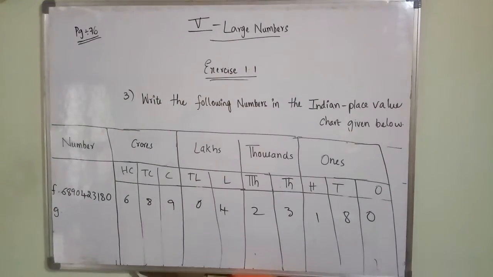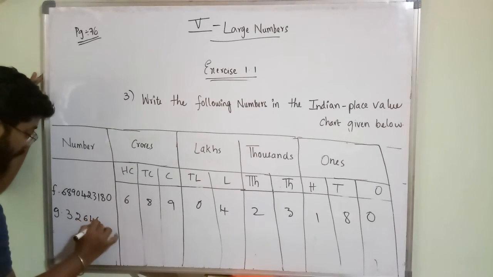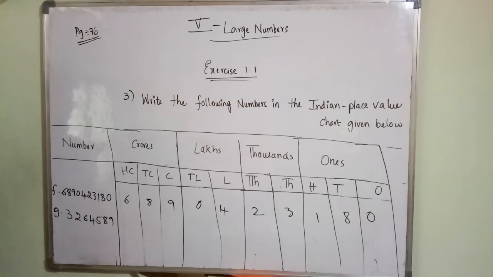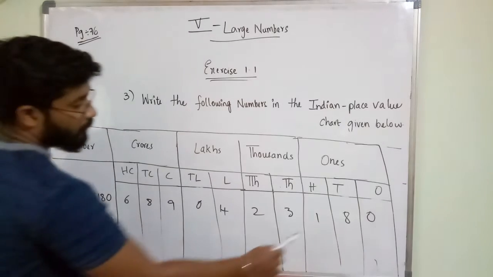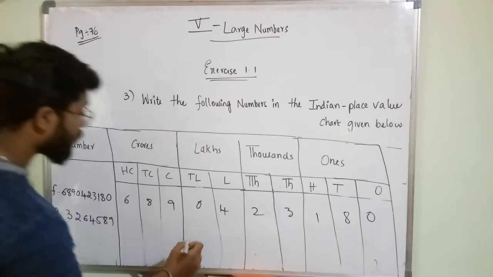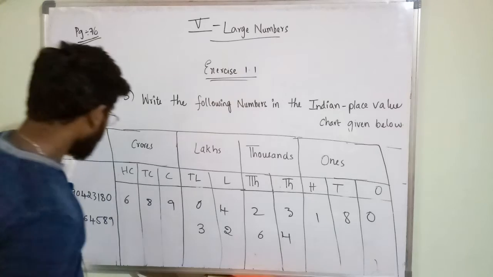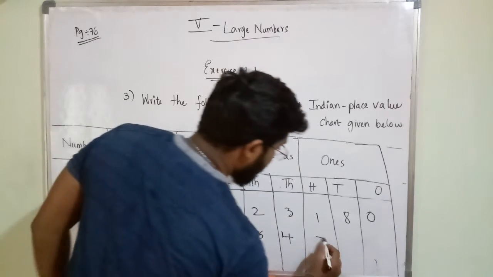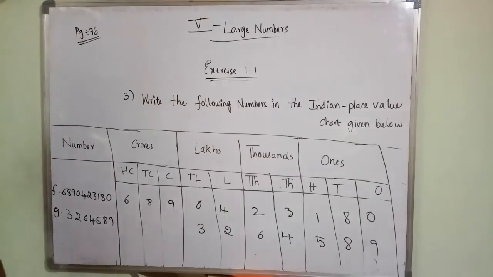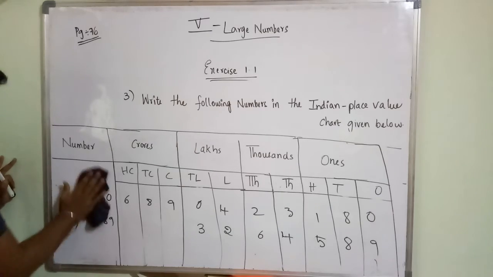So what is the next one? G. 3264589. 3264589. 1 2 3 4 5 6 7. This is a 7 digit number. Okay, so 7 digit means 1 2 3 4 5 6 7. So you have to start from here. 3 2 6 4 5 8 9. Okay, 32 lakhs 64,589 is the answer. Okay, next one.